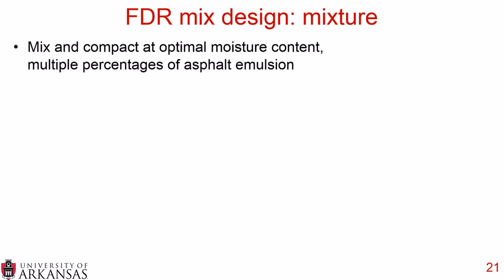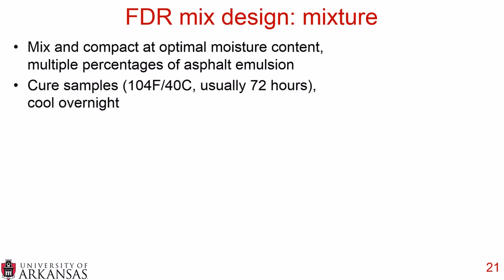So you mix and compact at the optimal moisture content, and you add multiple percentages of asphalt emulsion. So it can be 3, 4, 5, or 6%, 4 or 5, 6 or 7%. It depends on that in-place material. The finer the material, the more asphalt emulsion you need. You want to cure the samples at 104 degrees Fahrenheit, usually for 72 hours, and then allow them to cool overnight.